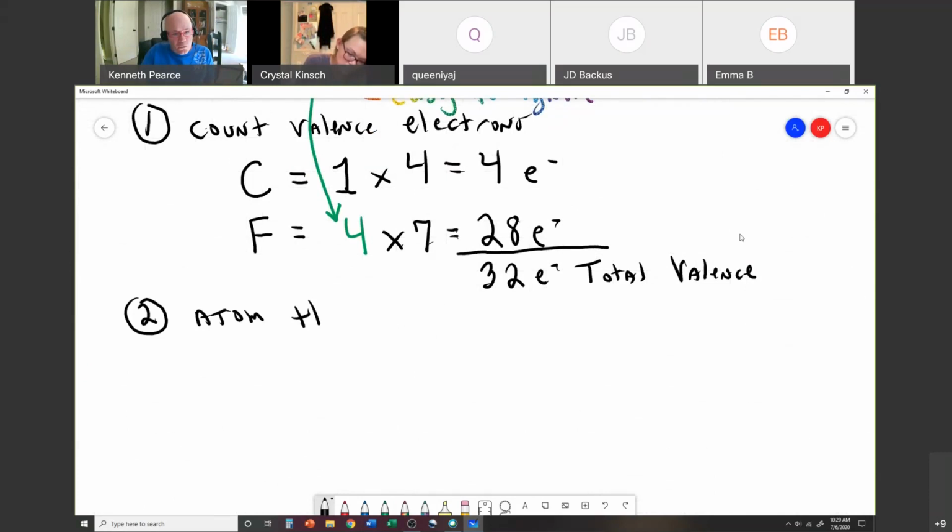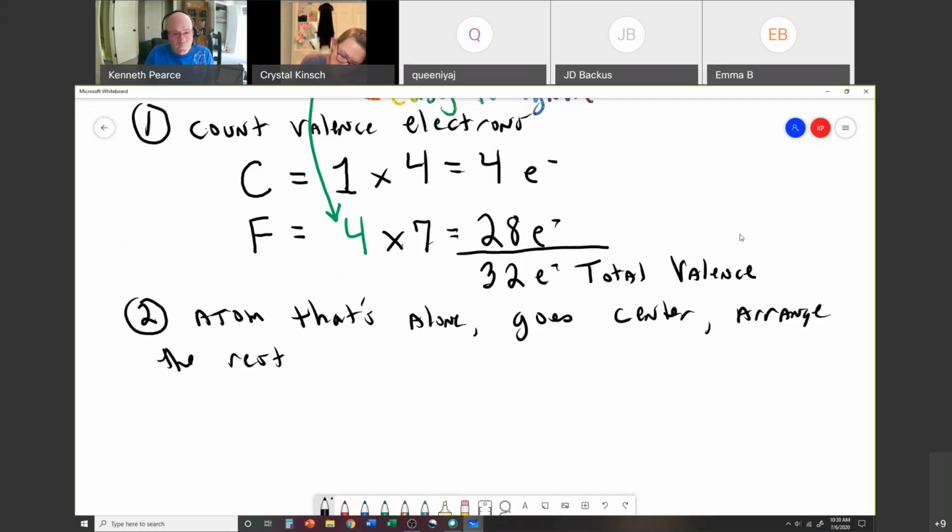Atom that's alone, go center. Arrange the rest around. Okay, so what's the atom by itself? What's all by its lonesome? The carbon. There's 1 carbon.